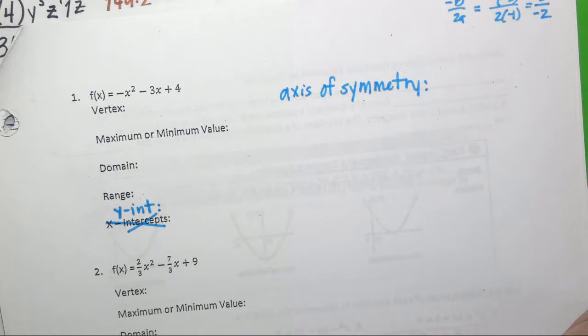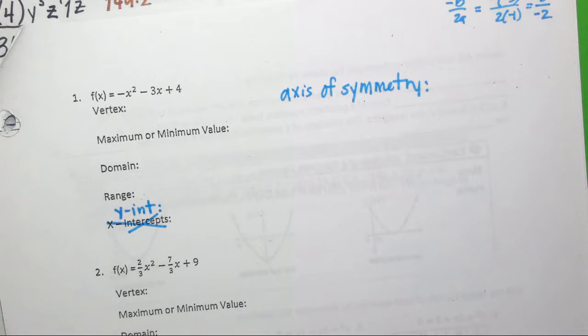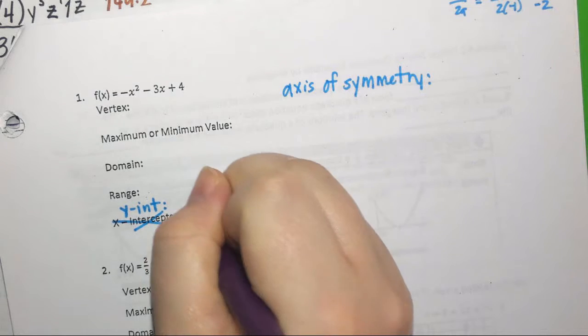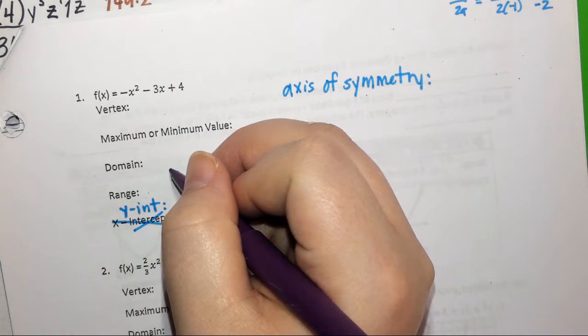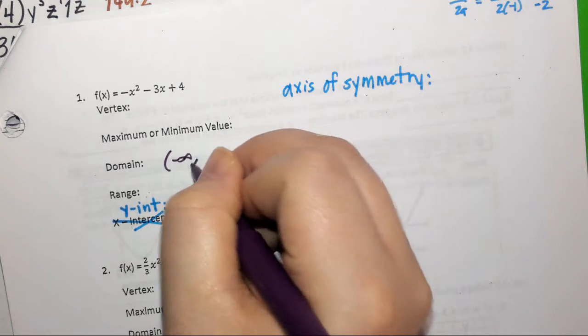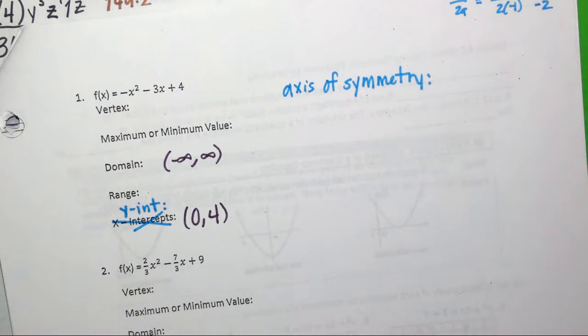Okay, so we've graphed it. And we know some things. What are some of the things we know? The y-intercept is 4. The domain is negative infinity to infinity. It is a max. Okay, so we've got a lot of the basics. Now we just need vertex, axis of symmetry, and range.